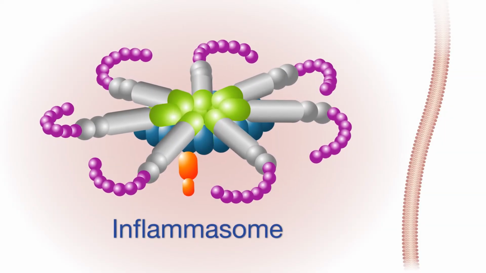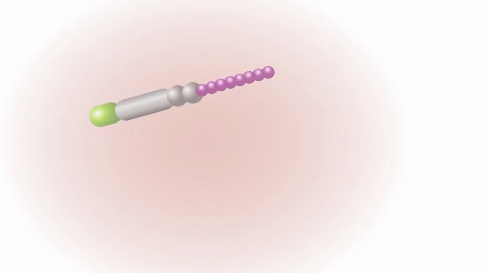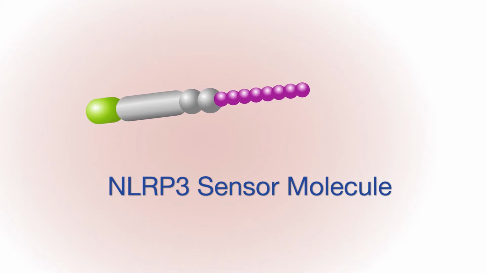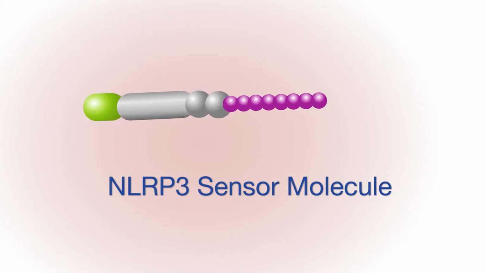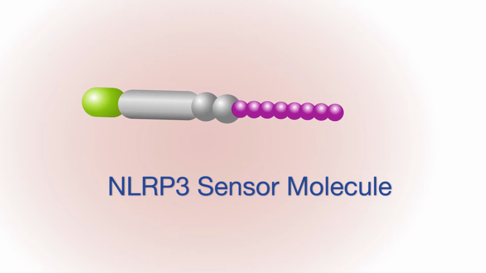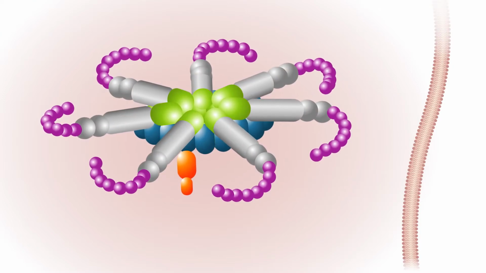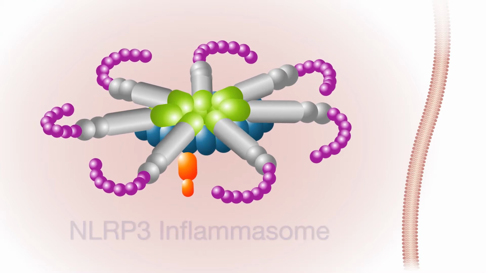Inflammasomes are intracellular multi-protein complexes comprised of three components. First is a unique sensor molecule like NLRP3. There are at least 6 different sensor molecules, each stimulated by different pathogens or internal stressors. Inflammasomes are named after the associated sensor molecule.